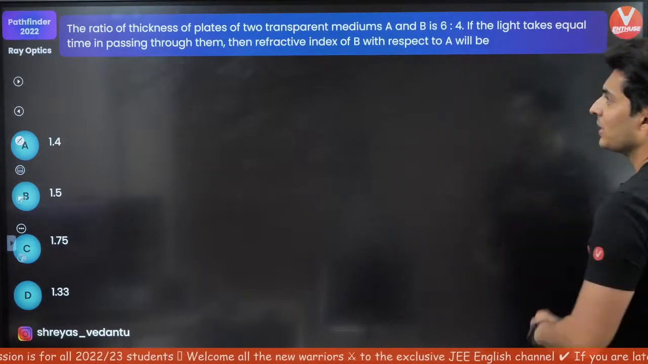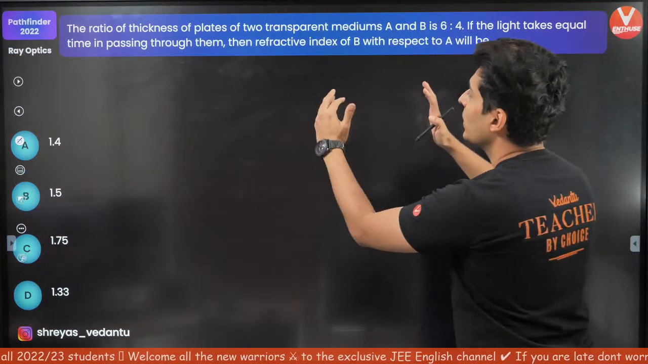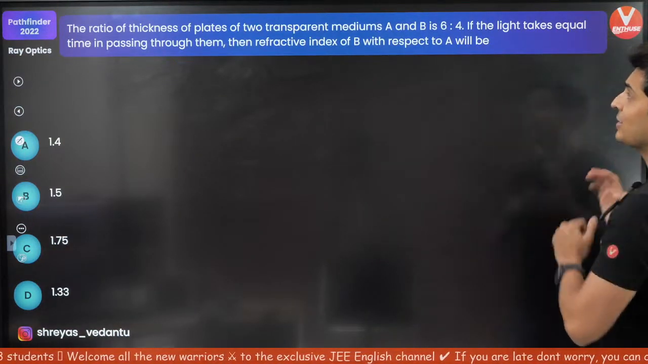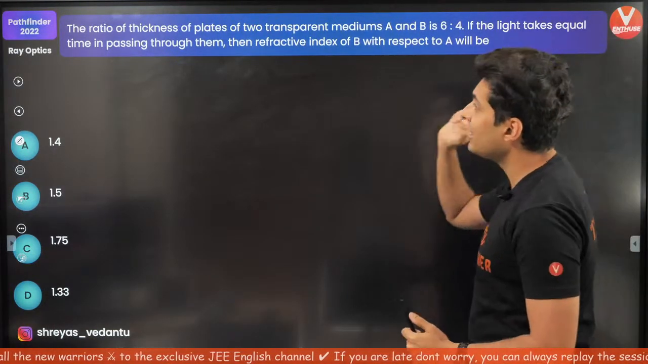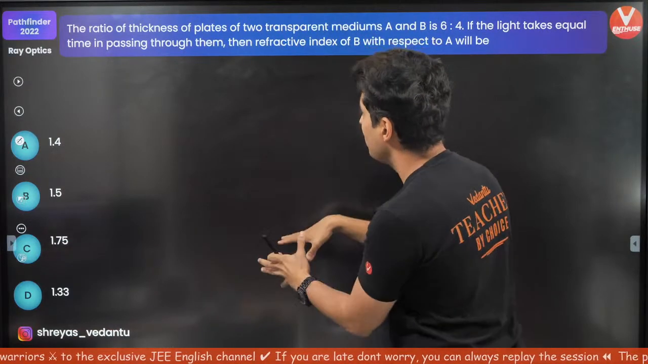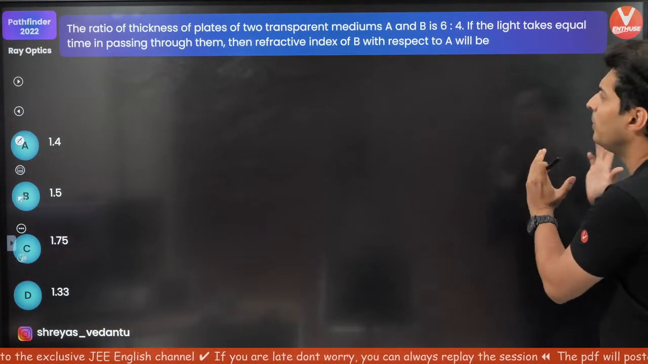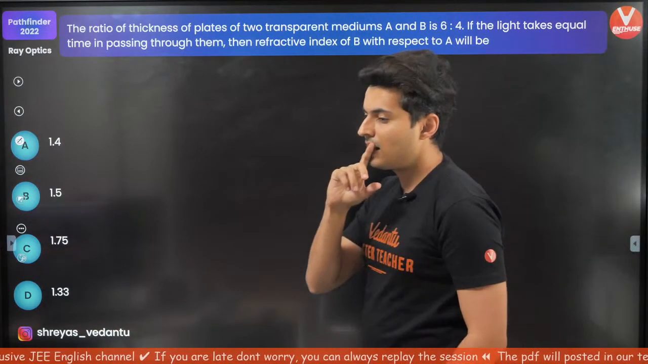All right. So the ratio of the thickness of the plates of two transparent media A and B is 6:4. The light takes equal time in passing through them. The refractive index of B with respect to A.